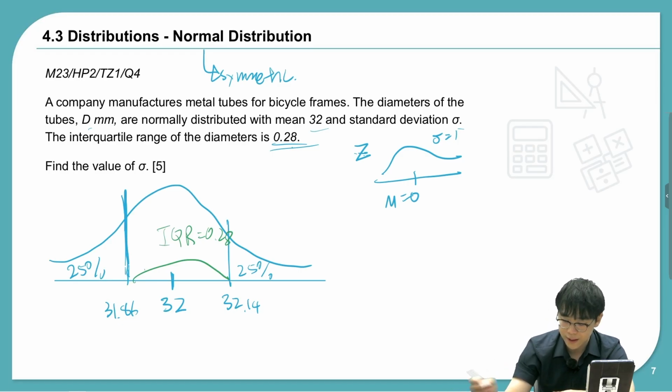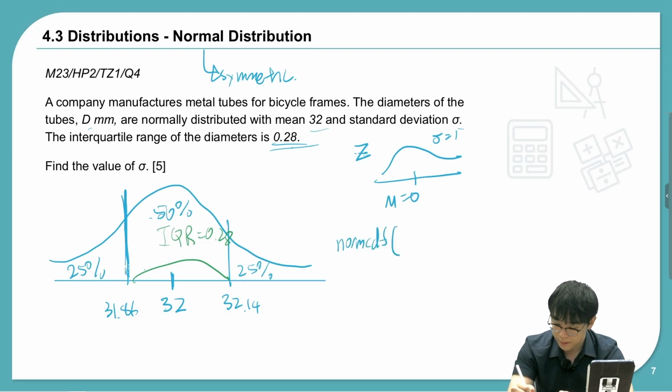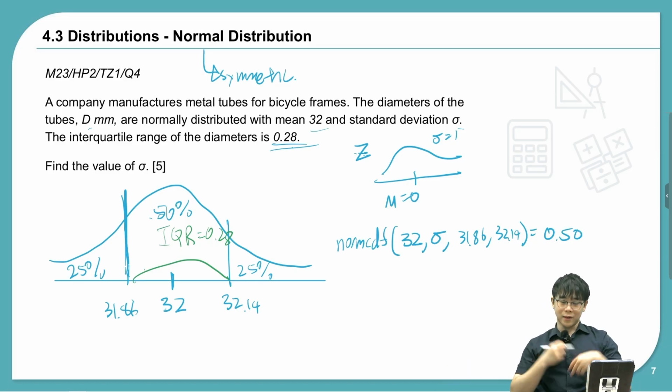Next, we want to say if you were to take the area between here, it's going to be like 50%, right? So if you were to do norm CDF with the mean of 32, the standard deviation of sigma unknown, and Q1 and Q3, so Q1 is 31.86, Q3 is 32.14, that should give us 50%. But the problem is that in normal CDF, we need to know both the mean and sigma, the standard deviation. So if you don't know that, we'll have to use another method.